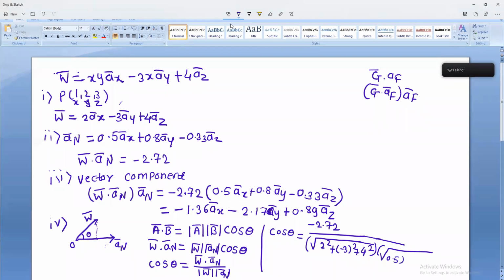It's equal to 0.5 square plus 0.8 square plus minus 0.33 square. Okay. So magnitude of this A bar N, this is the normal unit vector, right? Any A bar has magnitude 1. So its magnitude is coming 0.99, means it is equal to 1. Okay. So solve this. What is cos theta?